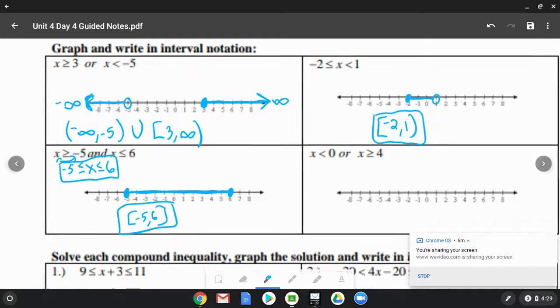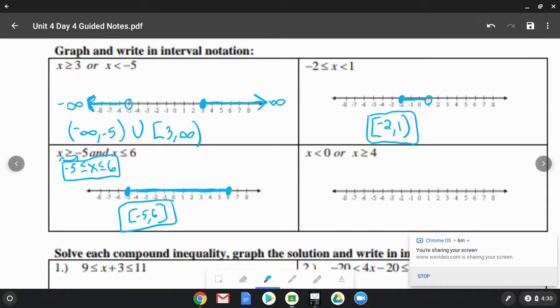So that's what it looks like for that one. And then the last one, what do we got? Less than 0, so that's an open circle. We got greater than or equal to 4, so that's a closed circle. If I follow the way that this is pointing, it's pointing to the right for the 4. It's pointing to the left for the 0.